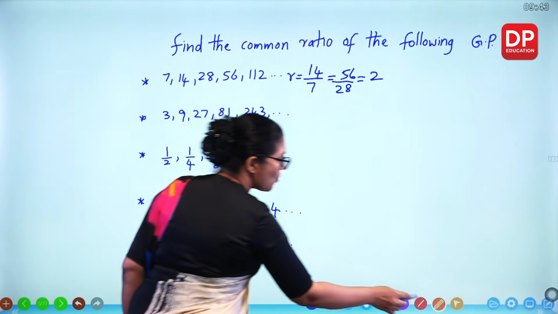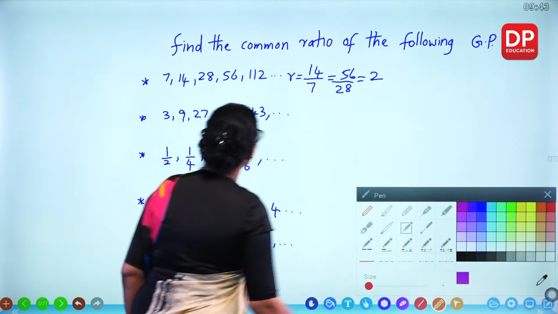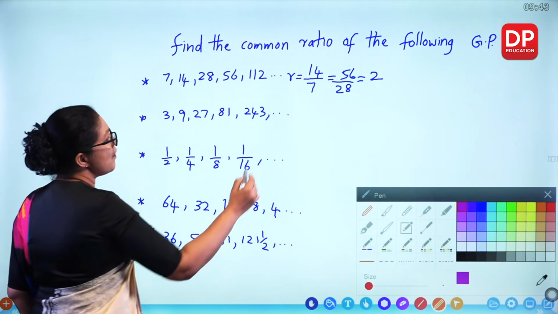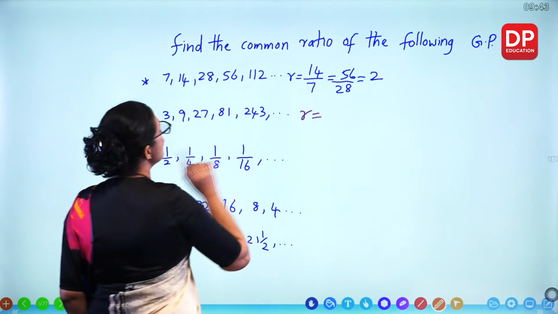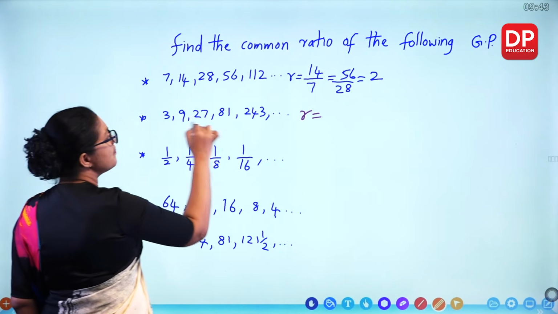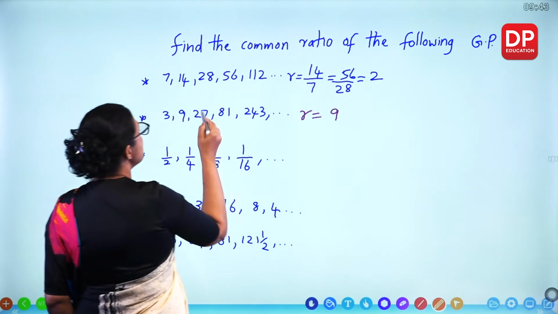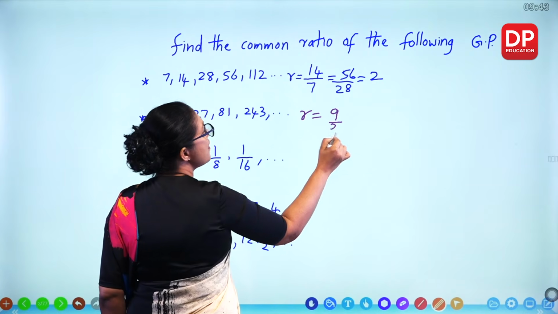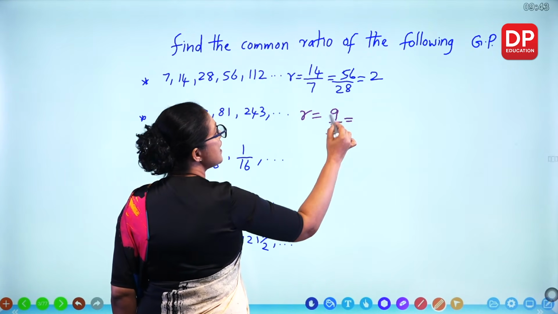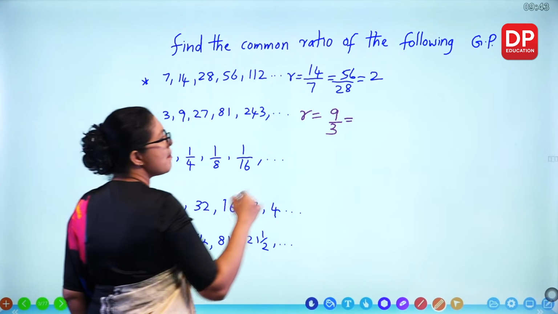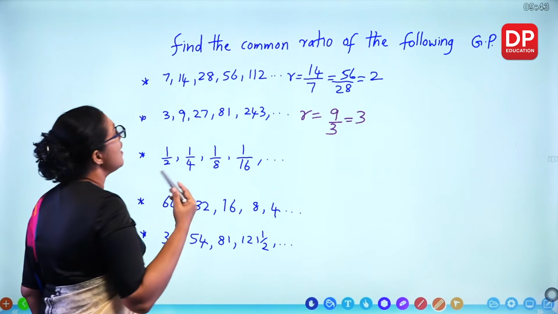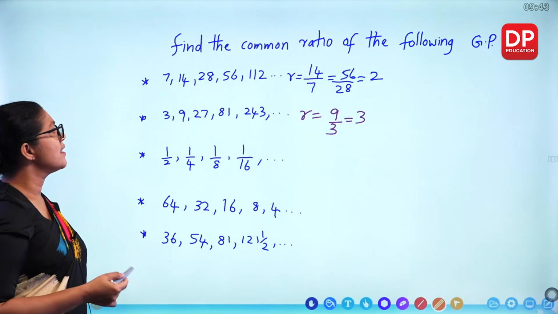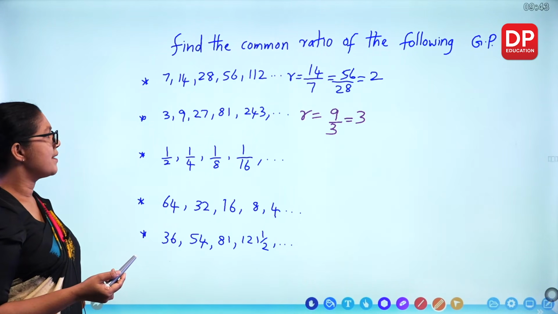Now take the next one. How can you find the common ratio? Take any term. I'll take 9, divide by the previous term. 9 divided by 3, you get 3. Or 81 divided by 27. Or 27 divided by 9.